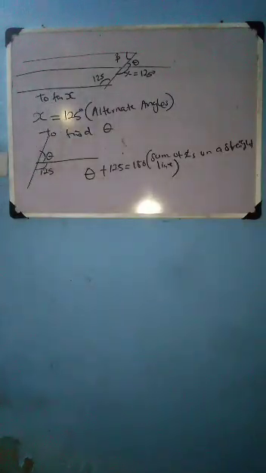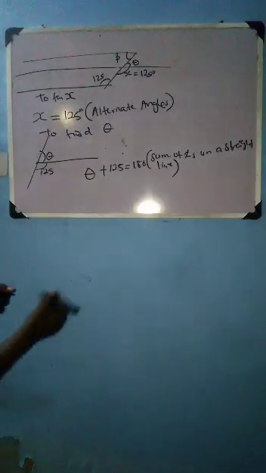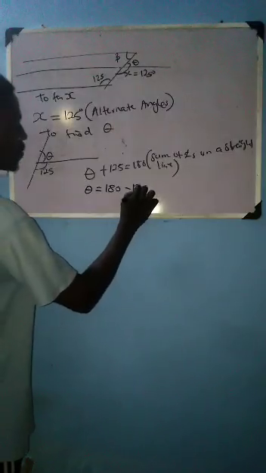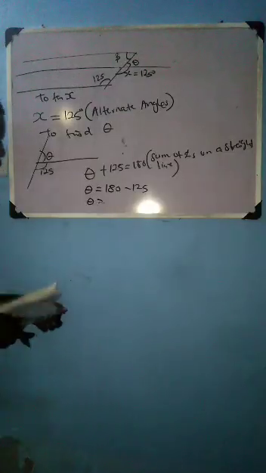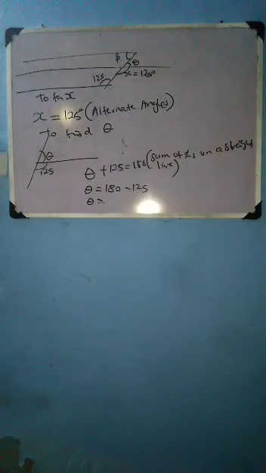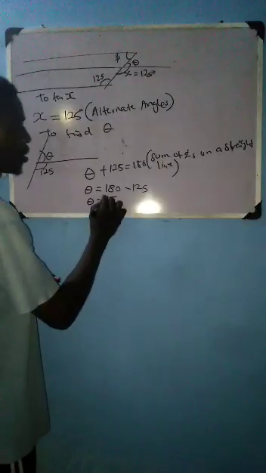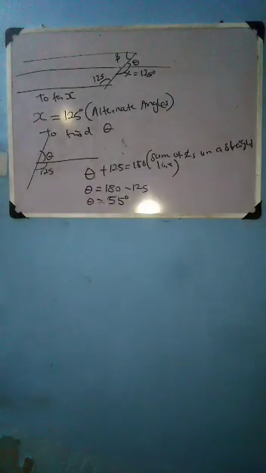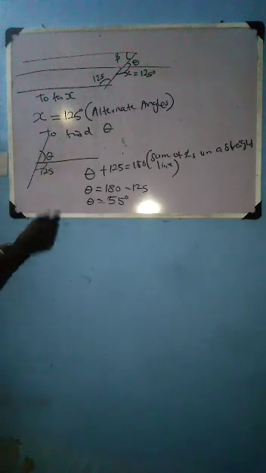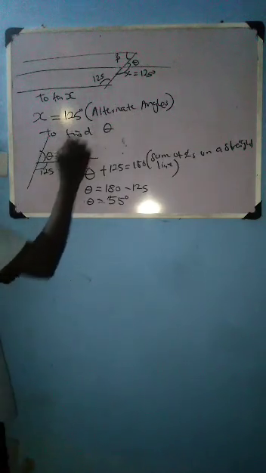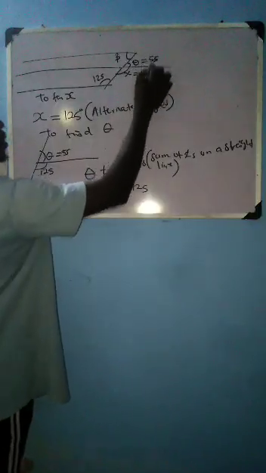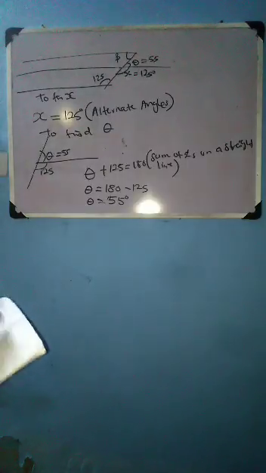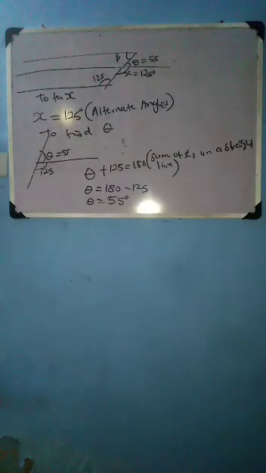Right? Good. So we say theta is equal to 180 minus 125. What's the answer? 180 minus 125 is 55 degrees. That's your answer for theta. So you have gotten theta. Theta is equal to 55 degrees. Now, let's get beta. Take it down. Take it down quickly.